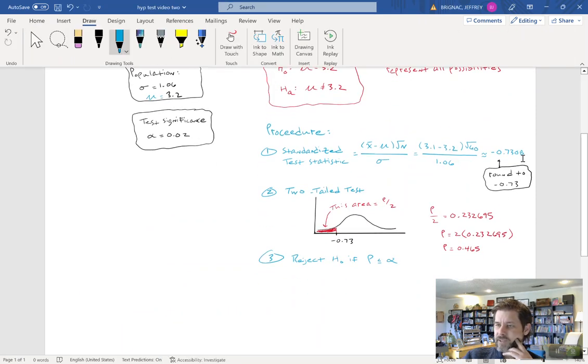So here's how I would apply this to this particular problem. My test statistic is negative 0.73, and I'll find the area to the left of that in this tail over here. I could put positive 0.73 and find the area to the right of it. It's the same result, but this is the number I got, so that's what I'm going to use. I'll find the area to the left of that on the standard normal curve, and that will be P over 2.